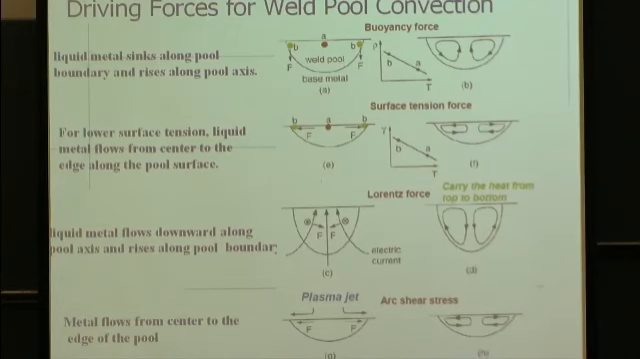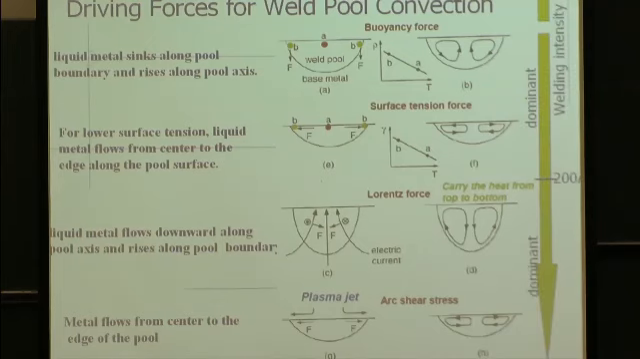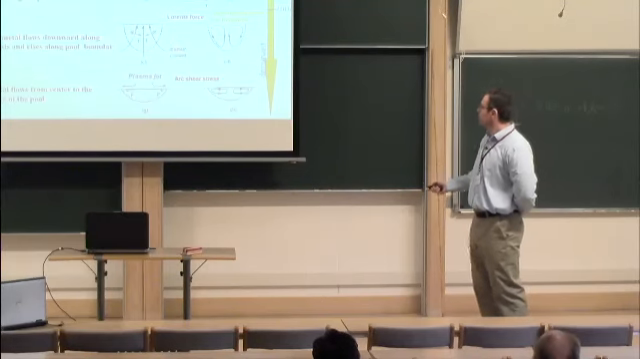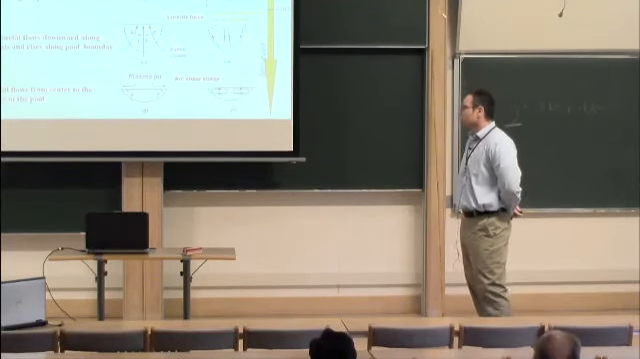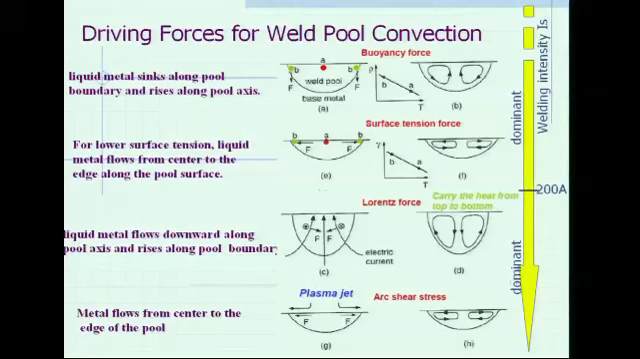Other forces, so I will add this. This is a scale about the dominant force according to welding intensity. You don't see it here, but it is 200 ampere. Basically, this one is dominant below 200 amperes, and this one is dominant above 200 amperes. This force, the Lorentz force, is due to the electromagnetic field. So it will cause a deeper weld pool.